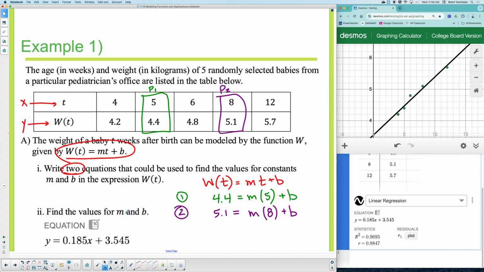Now, secondly, it says find the values for M and B. I do not ever use algebra myself. I use the calculator. It's too easy, and it doesn't make mistakes. This is our equation here. What value represents M? I hear 0.185. And remember, you have to have 3 decimals. And what value represents B? 545. I cannot round this one because you need 3 decimals for my class. So this one, the values as given, that would be it.